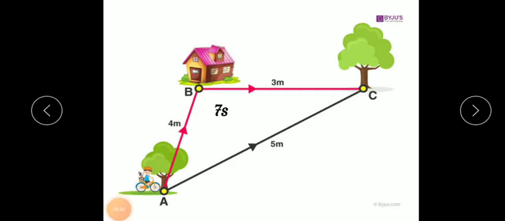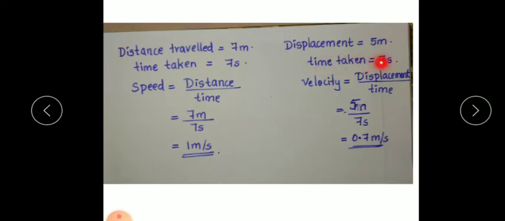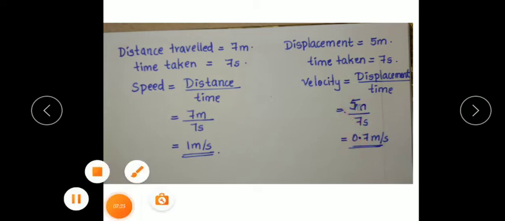But to measure how much displacement he covered in 1 second, we use the same time. The time taken by the boy is 7 seconds. Then displacement divided by time, that is how much displacement in 1 second. In order to find that, what we have to do? Divide the displacement by time. So dividing displacement by time, we get 5 meter divided by 7 seconds. So 5 by 7 gives how much? 0.7.